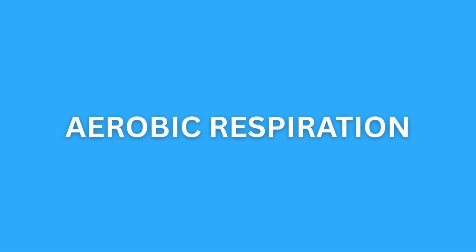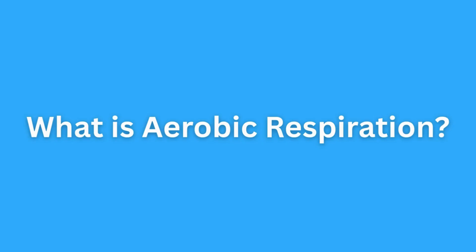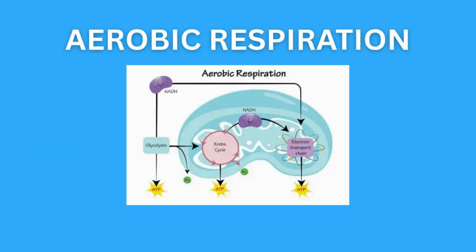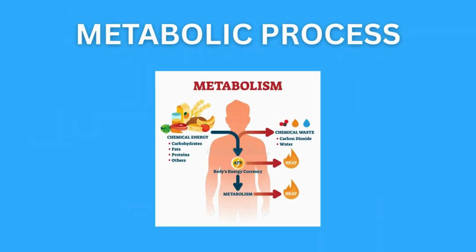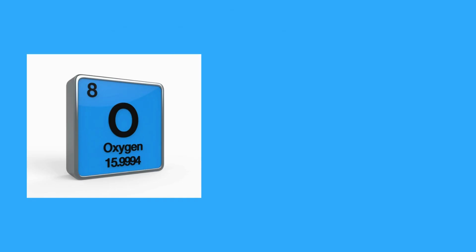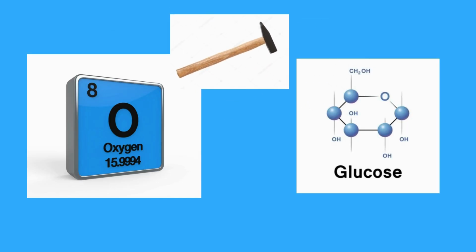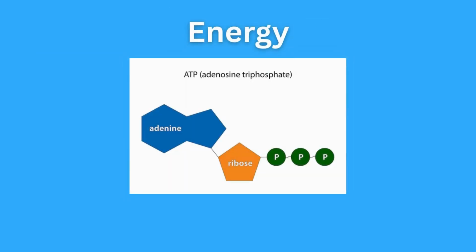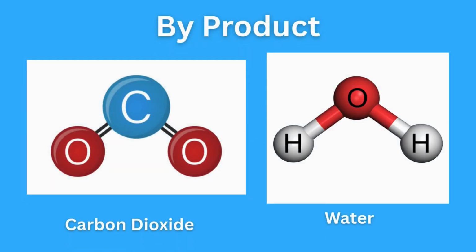Aerobic respiration. What is aerobic respiration? Aerobic respiration is a metabolic process where the cell uses oxygen to break down glucose into energy in the form of ATP, releasing carbon dioxide and water as byproducts.